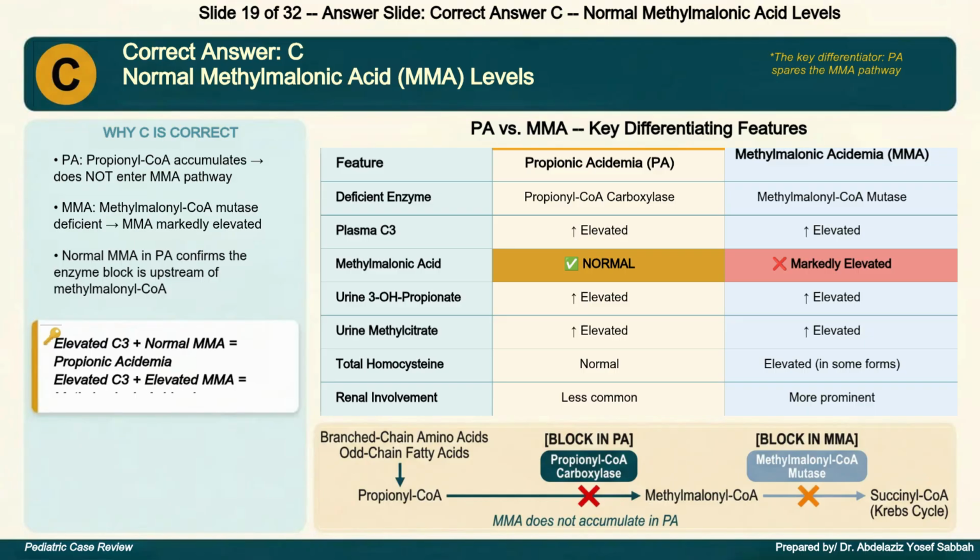In methylmalonic acidemia, the enzyme methylmalonyl coenzyme A mutase is deficient, so methylmalonic acid is markedly elevated. Both conditions show elevated C3 propionylcarnitine on acylcarnitine profile, elevated 3-hydroxypropionate and methylcitrate in urine, and hyperammonemia during crises. The simple rule is elevated C3 plus normal methylmalonic acid equals propionic acidemia, while elevated C3 plus elevated methylmalonic acid equals methylmalonic acidemia.